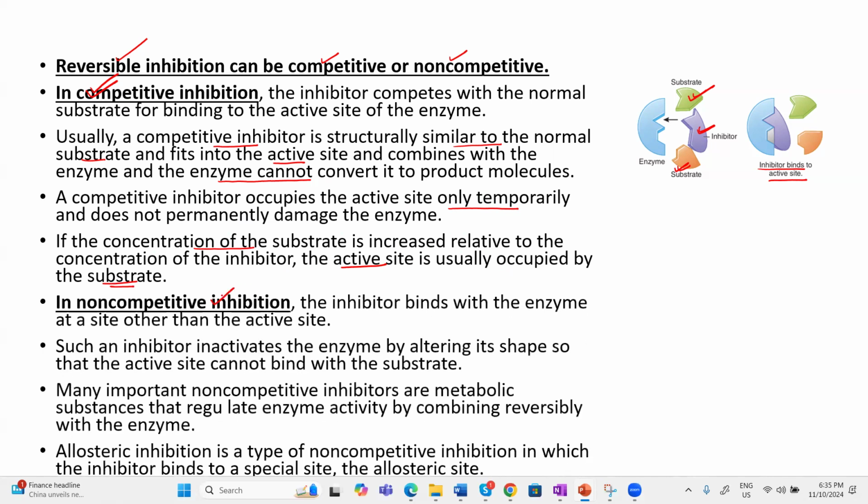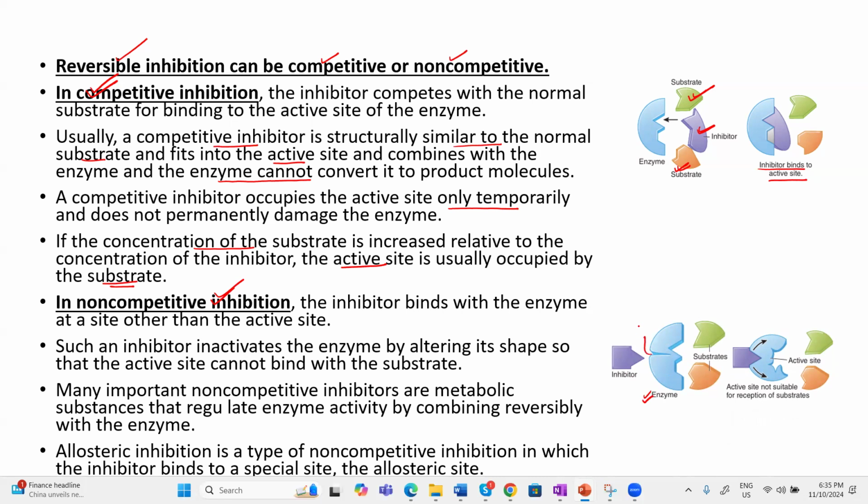Next is non-competitive inhibition. Understand the diagram? See, this is the enzyme, and an inhibitor is binding to this site. This site is known as the allosteric site. Enzymes which have two sites, an active site for the substrate and an allosteric site for regulator molecules, are known as allosteric enzymes. Here an inhibitor binds, and as a result the active site shape is changed and now the substrate cannot bind.